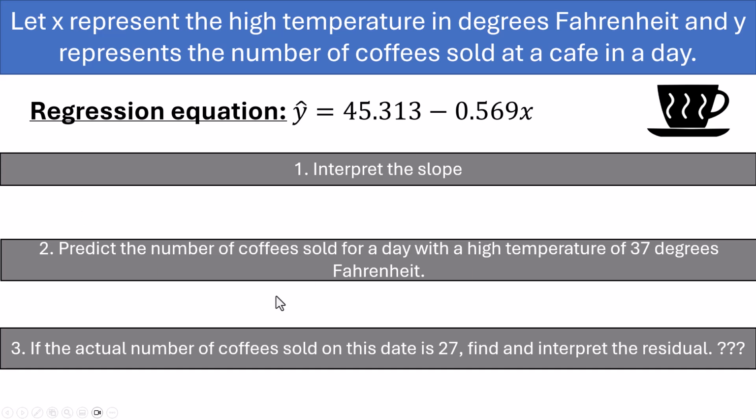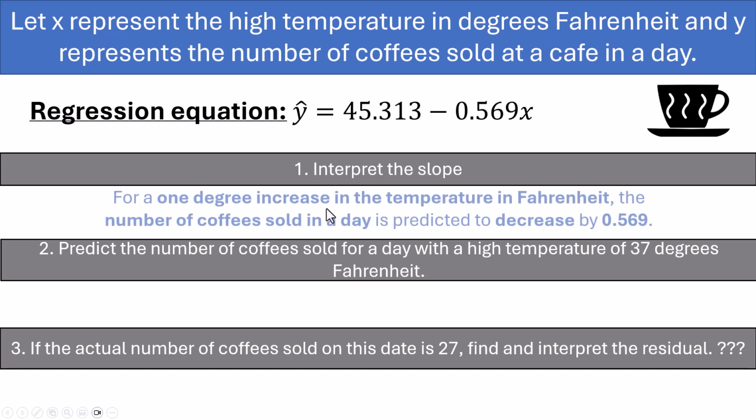Hopefully you've given these a shot. I will give you the answers to the first two, but not the third one, because that is going to be the one on the video quiz. So, interpret the slope. We're going to use that same template as before, which said for a 1 unit increase in x. That's the first thing here, right? And x in this case is the high temperature in degrees Fahrenheit.